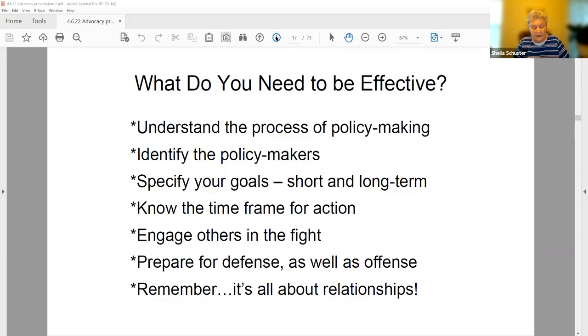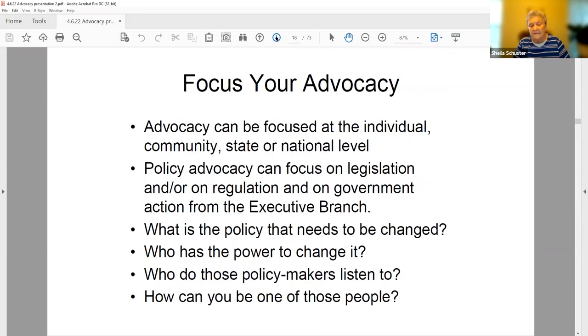And now I'm going to turn it over to Emily from KVH, and she's going to talk about the focus on advocacy. Emily? Yeah, so one thing I want to just make clear up front is that there will never be a lack of issues to advocate for. So it's really important to focus your advocacy first in order to be effective and to not get overwhelmed.